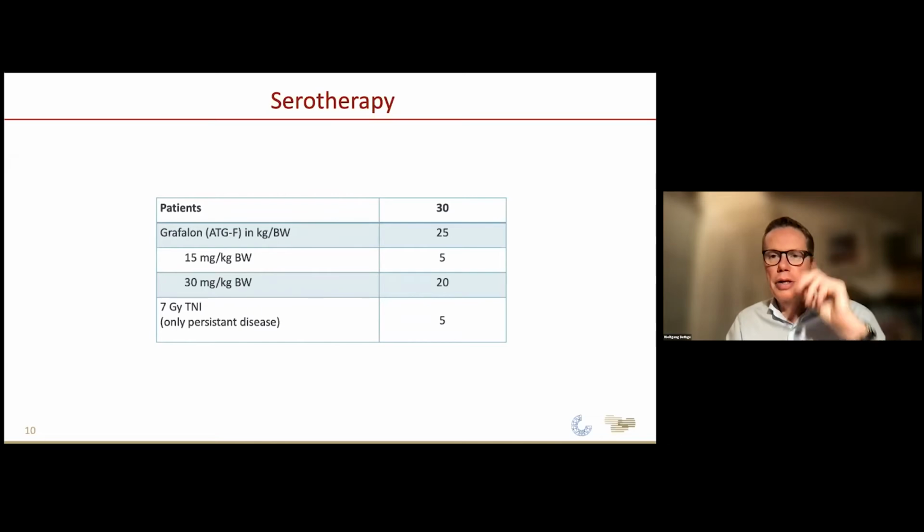We thought that the possible reduction of the graft versus tumor effect by implementing ATG in the protocol could benefit from the use of TNI in this setting.